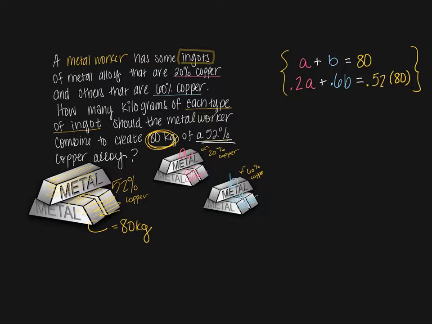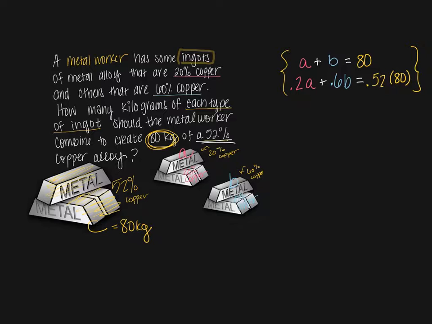So let's think about some of our other methods. I could use substitution. This is A plus B. I could really easily shift that around. So A equals 80 minus B, and then plug that in down here for A. That's one method. The other method that I have is to do elimination and to multiply something by something that'll give me either 0.2 or 0.6.